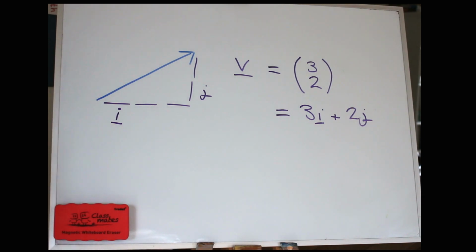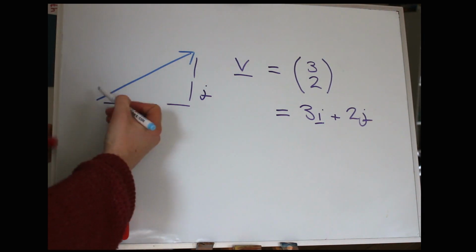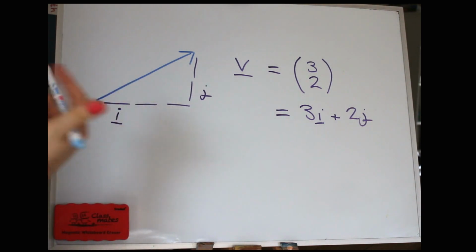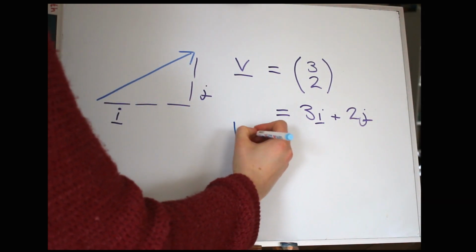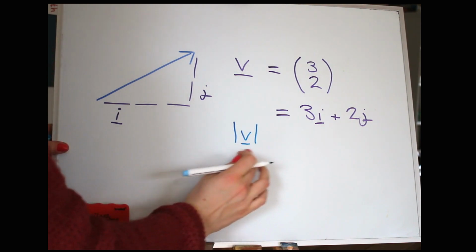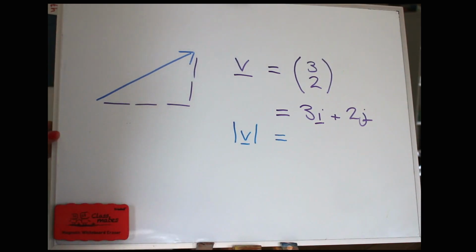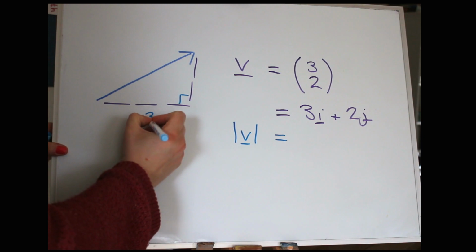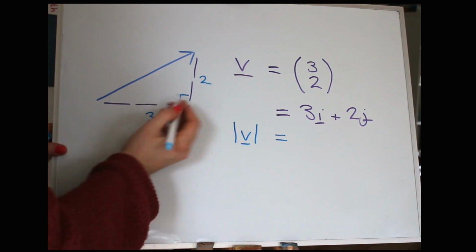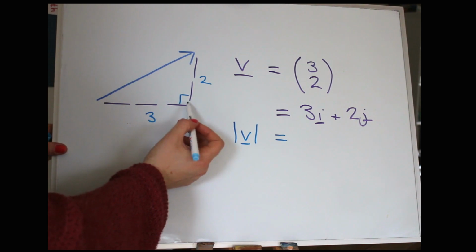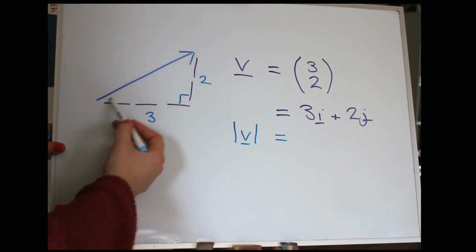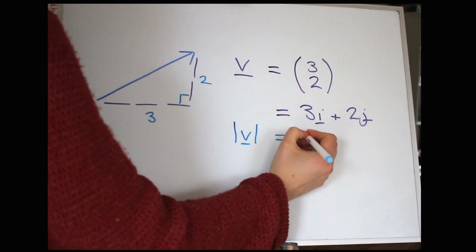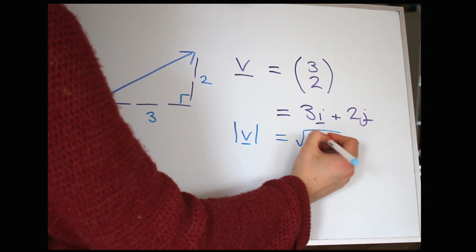So that's how to write a vector, and then you can also find its length and its direction if you want to. If you want to find the length of this vector, that's called its magnitude, and we can write that using vertical lines around the vector. That just means the magnitude of the vector. Now when you look at this right angled triangle that I've drawn here, we've got 3 along in the horizontal and 2 up. And when you've got a right angled triangle, you can just use Pythagoras. So the length of that vector will be the square root of 3 squared plus 2 squared.